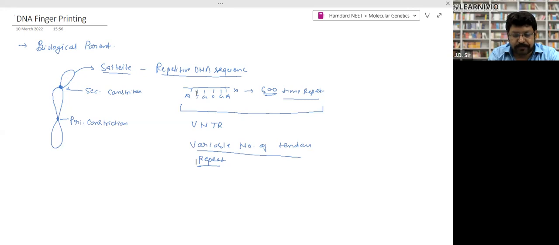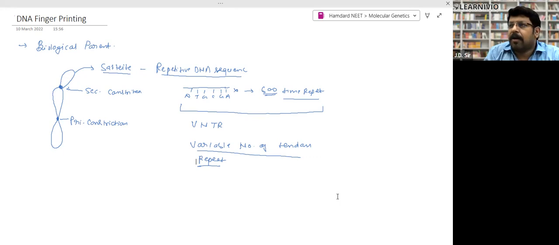Alia, what about you? What is the purpose of DNA fingerprinting? We can use it to identify dead bodies, and it's used in court cases, in criminal cases. Exactly, it is used in crime scene investigation.